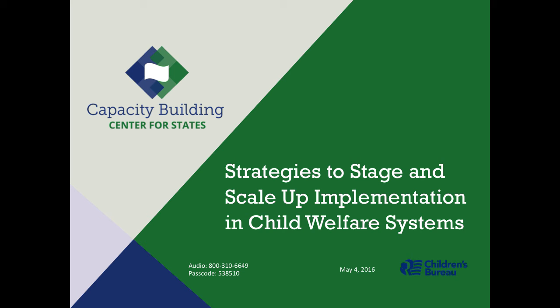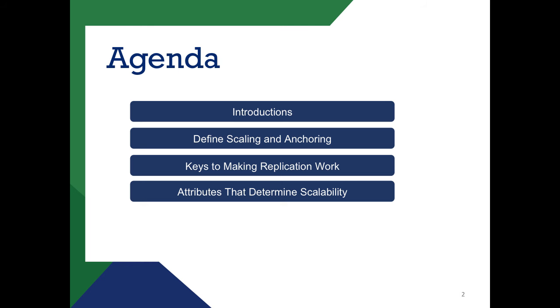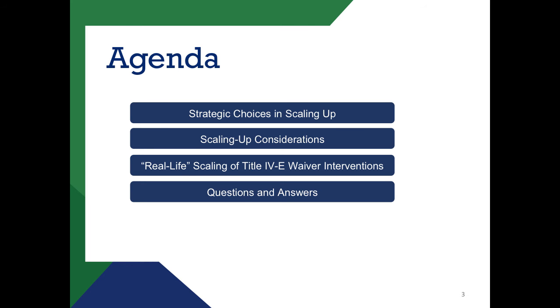At this time, I'd like to turn the presentation over to Susan Maciolek of the Capacity Building Center for States. Good afternoon, everyone, and thanks for joining us today. I just want to go over the agenda and then make some introductions. First, we'll introduce you to the Center for States and our work. Then we'll move into defining scaling and anchoring, talk about the keys to making replication work and some attributes that determine scalability. We'll also talk about the strategic choices that managers make when deciding to scale up, different considerations when scaling up, and a number of real-life examples of scaling of the Title 4E waiver interventions from our speakers, Cosette Mills and Jennifer Williams.